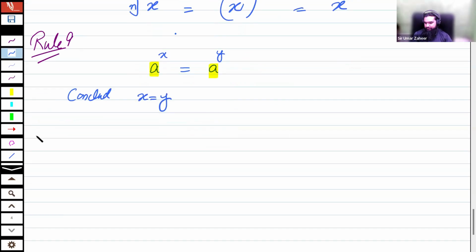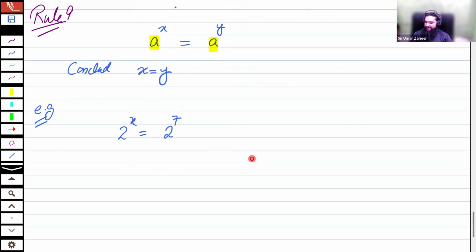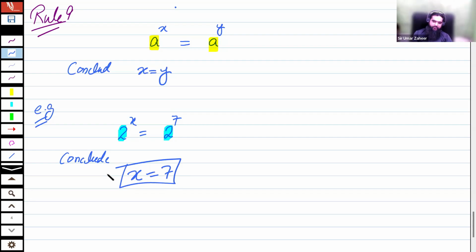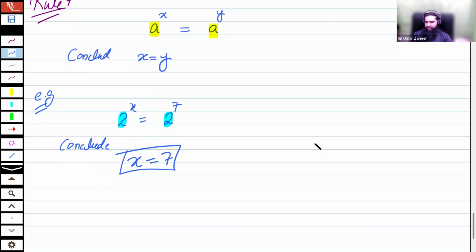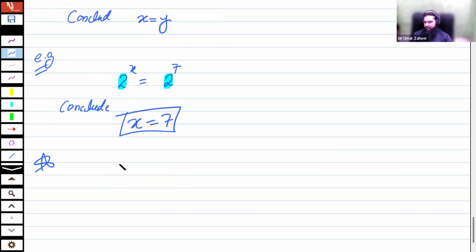For example, you have 2 raised to power x is equal to 2 raised to power 7. Look here, 2 raised to power x is equal to 2 raised to power 7. Two values are equal, having the same base. So from here we can conclude that the value of x will be 7.